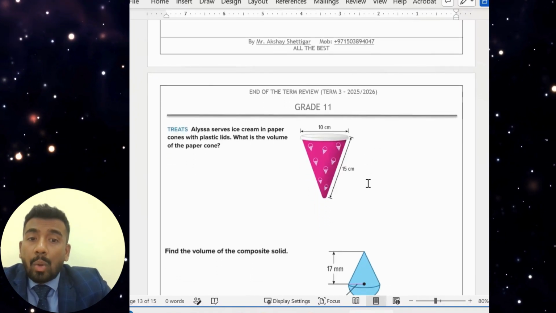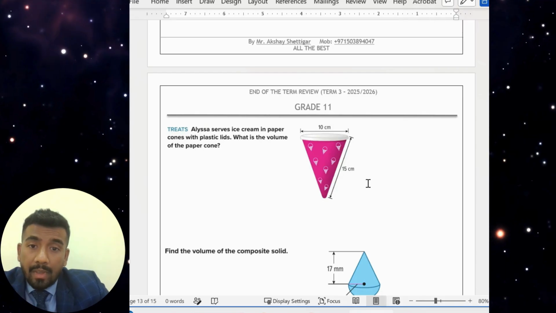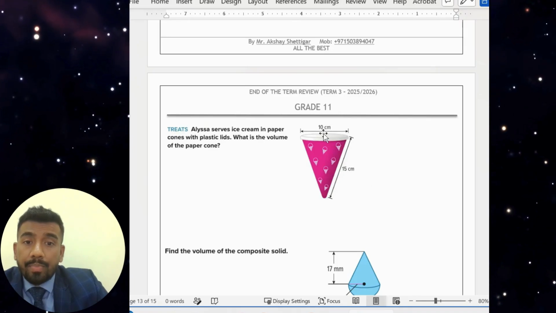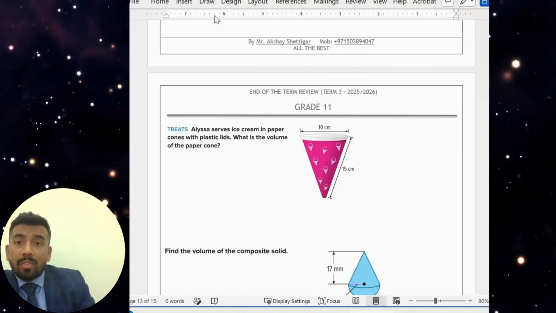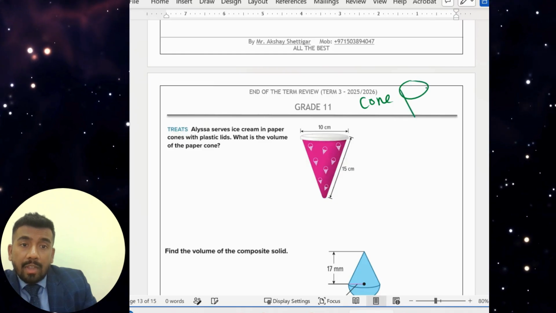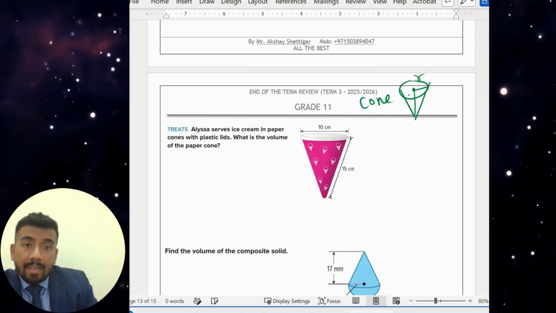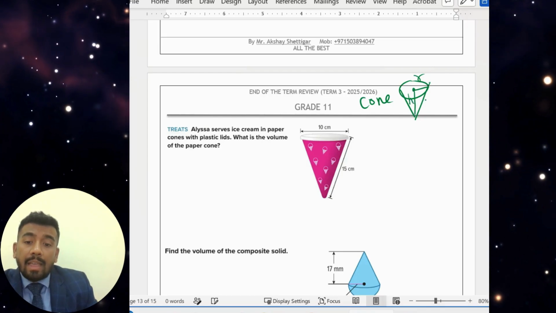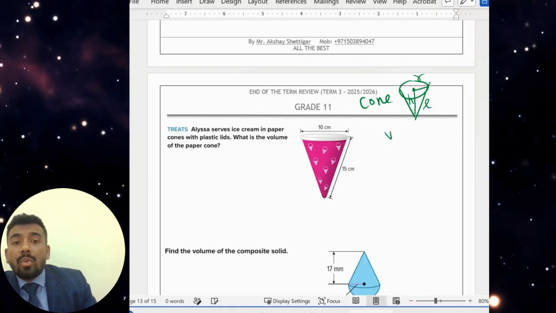Okay, here. Now we go into some other figure. What is it called? Cone. You see this cone? Now, cone is a different figure. Now, what's the volume for the cone? The cone is like this figure, okay? So it has a radius and it has a height, and it has a slant height as well. That's your L. So what's the volume?